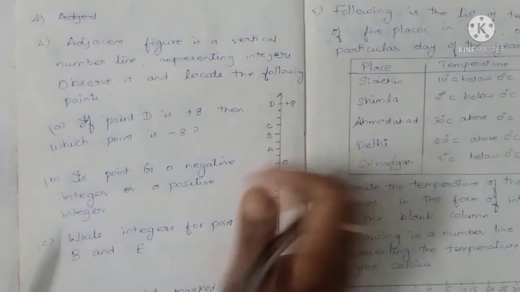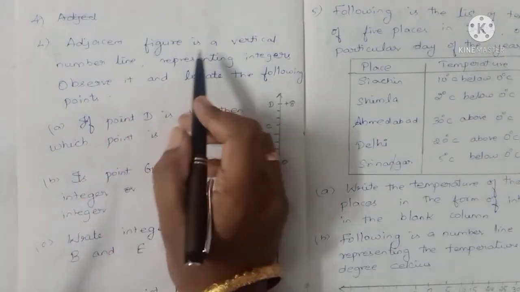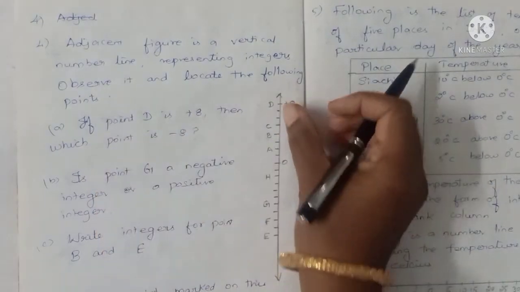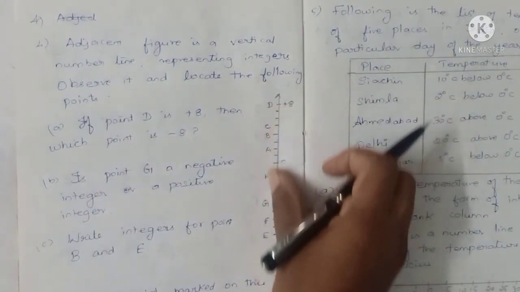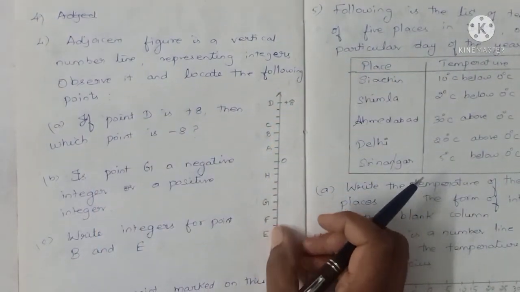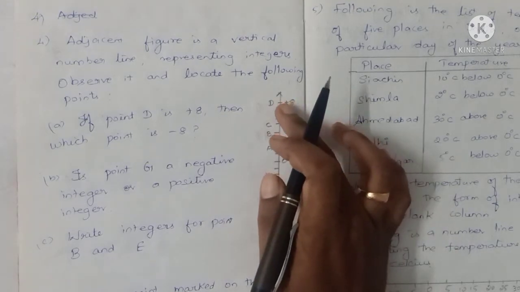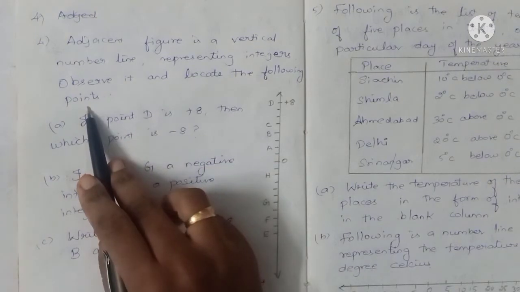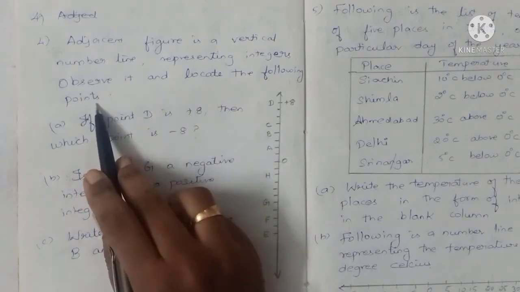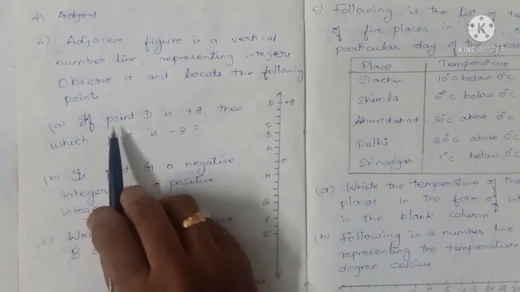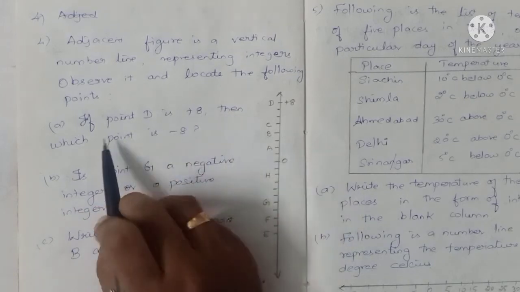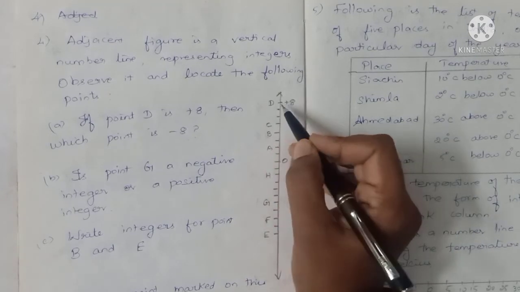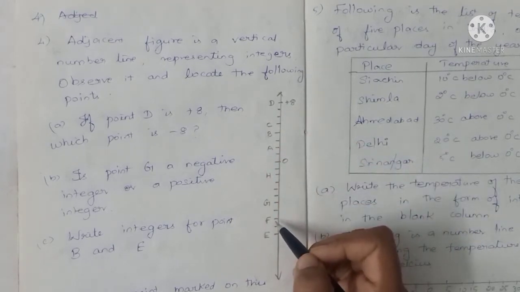Fourth question. Adjacent figure is a vertical number line representing integers. The integers are represented. Observe it and locate the following points. The first subdivision, if D is plus 8, then which point is minus 8?